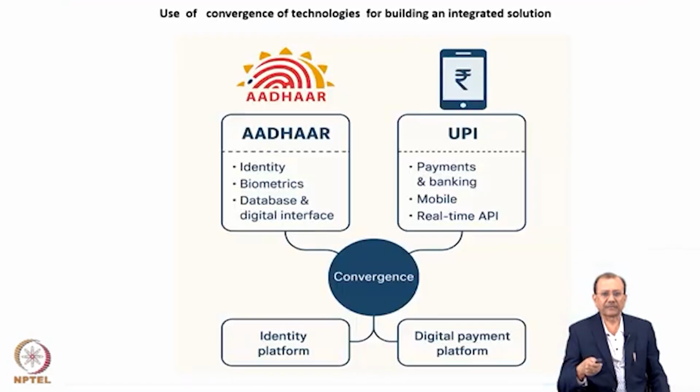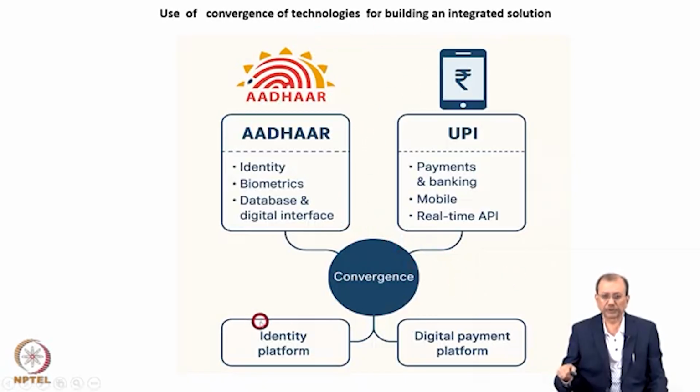I like to explain the convergence with the help of this example of Aadhaar and UPI. Aadhaar is an identity platform and UPI is a digital payment platform. And we all know that the identity platform Aadhaar is enabling UPI. If Aadhaar is not there, then UPI will not function. So, these two technologies have been completely converged. I will not say integrated, but they are converged. So, convergence is also one of the important aspects of developing advanced solutions like Industry 4.0 solutions nowadays.